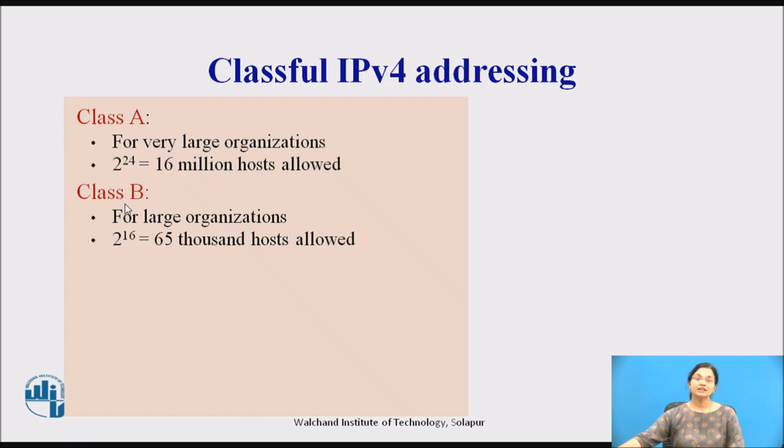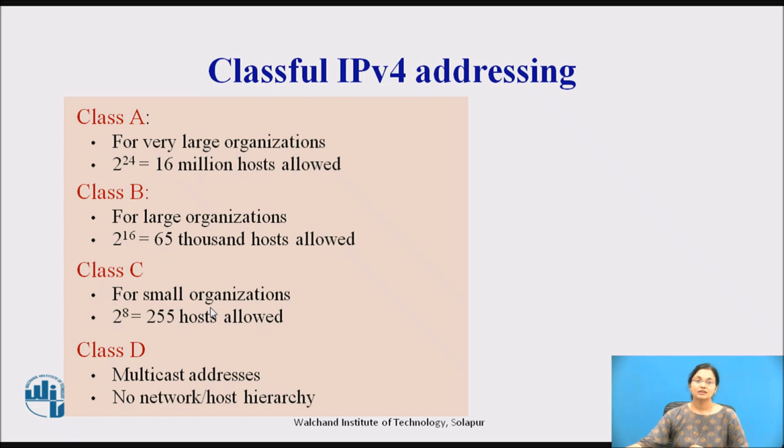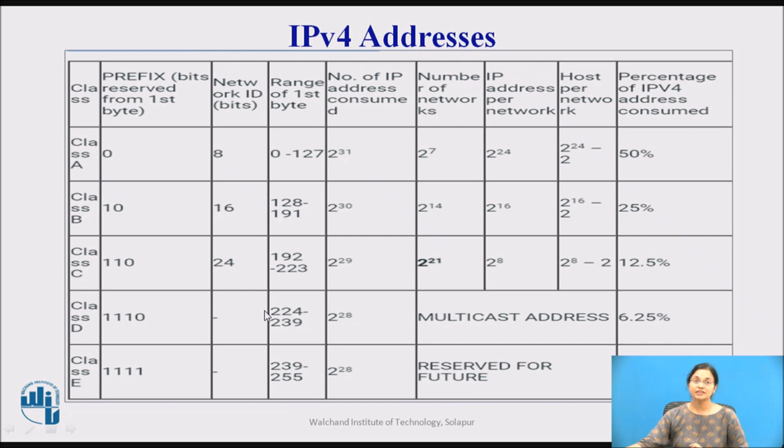So class A is for very large organizations, means hosts are 2 raised to 24, 16 million hosts, if we are having that, then it is useful for that organization, class A. In class B, it is a middle size organization, still a larger one, 2 raised to 16, that is 65,000 hosts will be allowed. In class C, small organization, but the number of networks will be high. And as we have seen, class D is multicast addressing, no internet host hierarchy will be there.